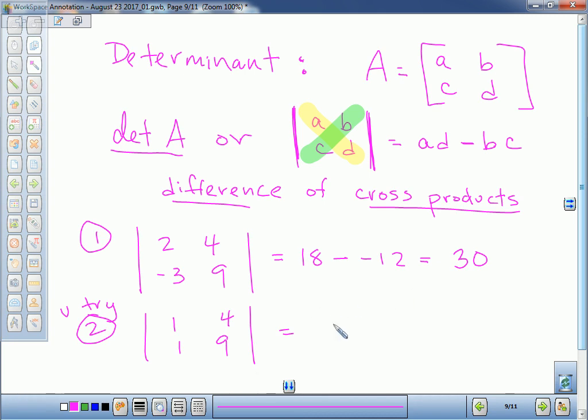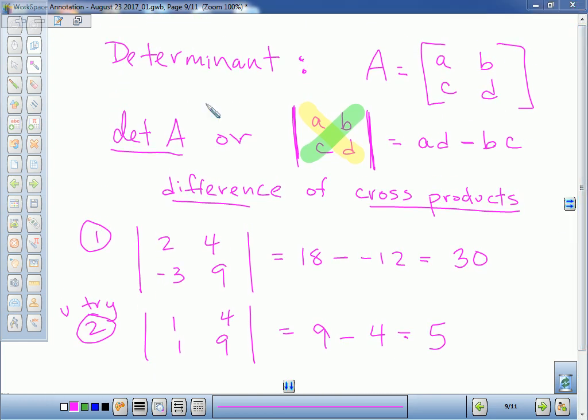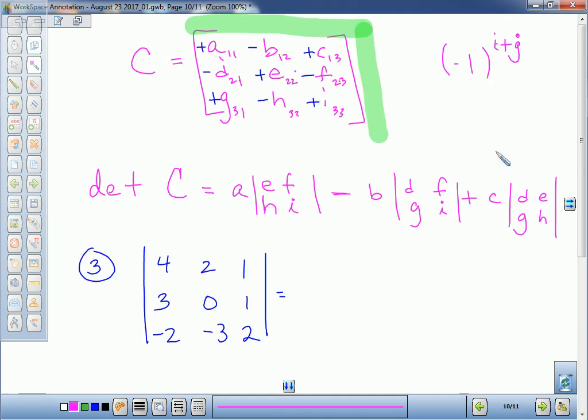Okay, so here, you got 9 minus 4. So you found that the value of this determinant is 5, correct? Yes. Okay, so that's what we would do with a 2 by 2. Very simple, nice, and then comes the 3 by 3.